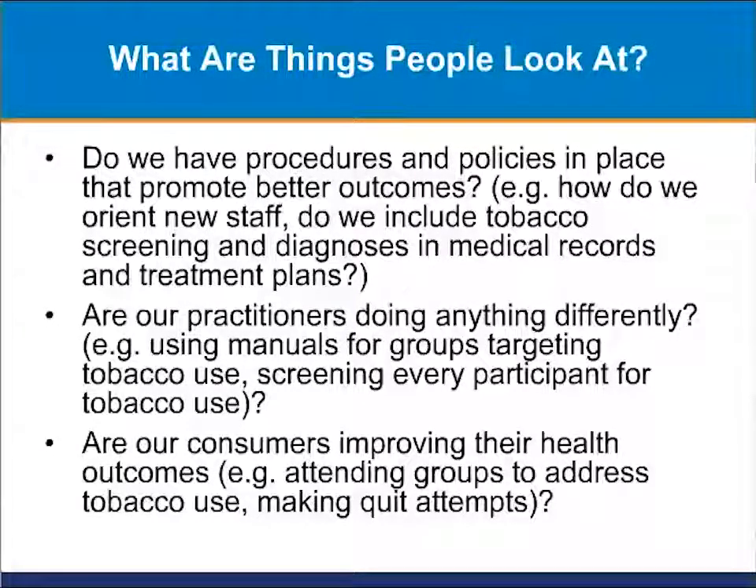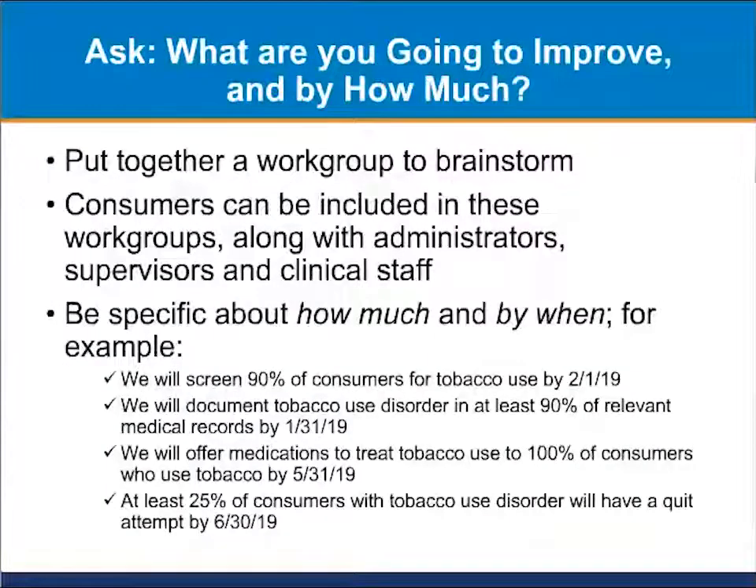So we just started to lay the groundwork, actually, about what kind of data you would collect, and we talked about how specific you want to get about how much you want to change and by when. So instead of saying things like, we just want to increase the number of medical records that have tobacco use disorder documented, you would actually say something like, we want tobacco use disorder documented in at least 90% of the relevant medical records by, and to have a particular date.